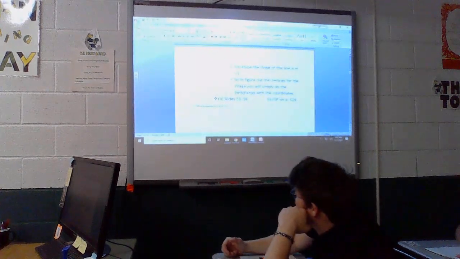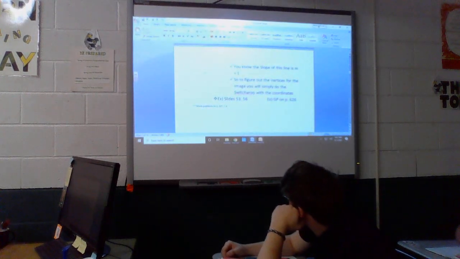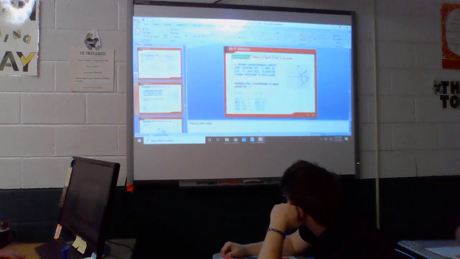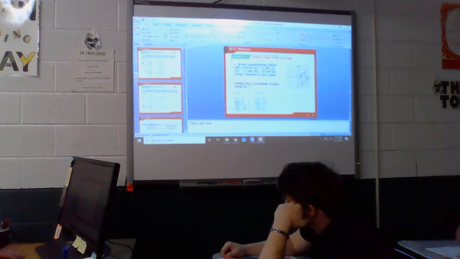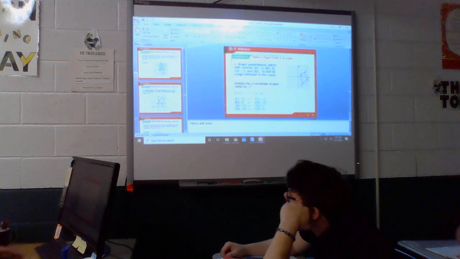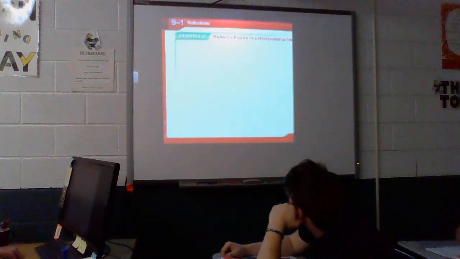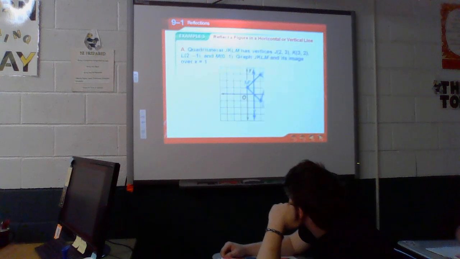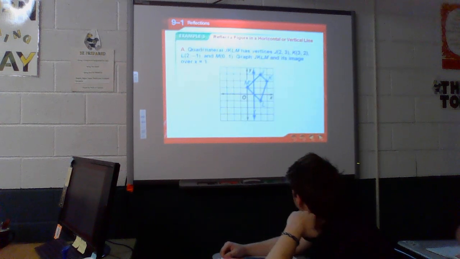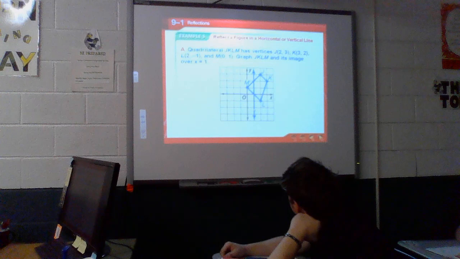So basically, in this section right here, you just have to remember all these kind of little rules. And if you can remember the little rules, the quizzes are very, very simple. If you can't remember the rules, then it gets a little complicated. Okay? So here's my first one. Quadrilateral JKLM has vertices J, blah, blah, blah. Graph JKLM and its image over x equals 1.